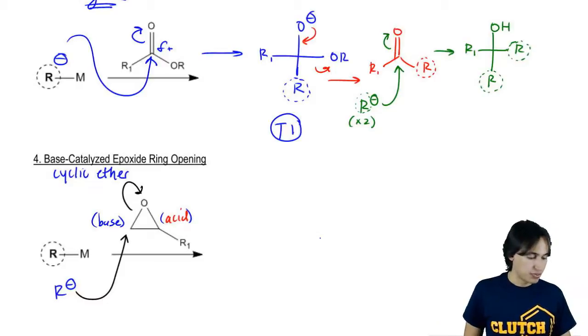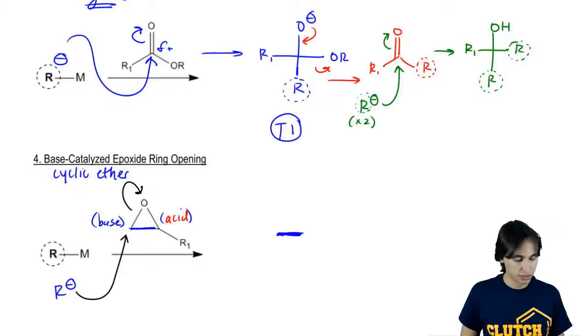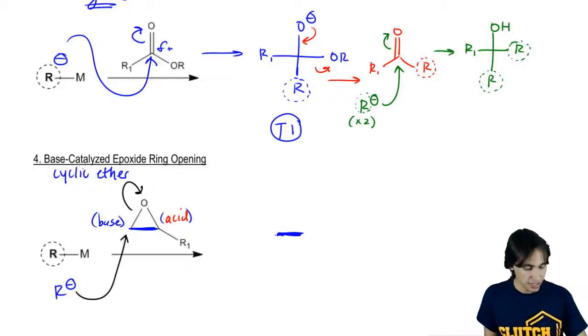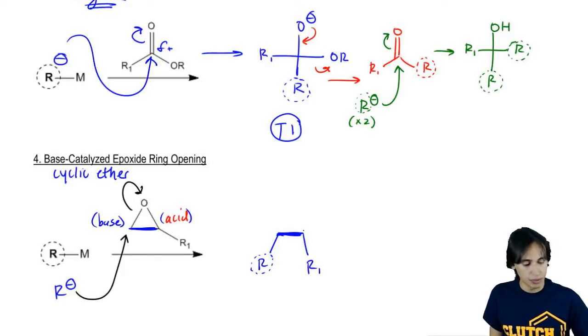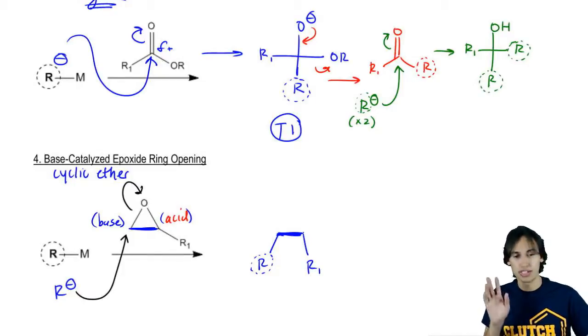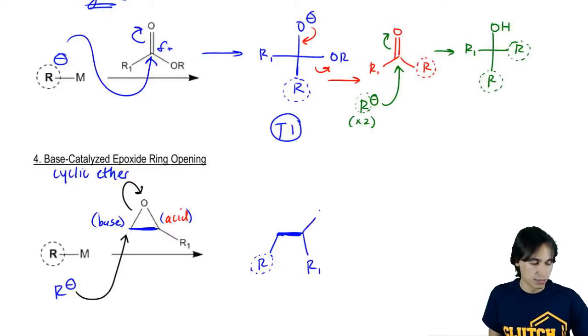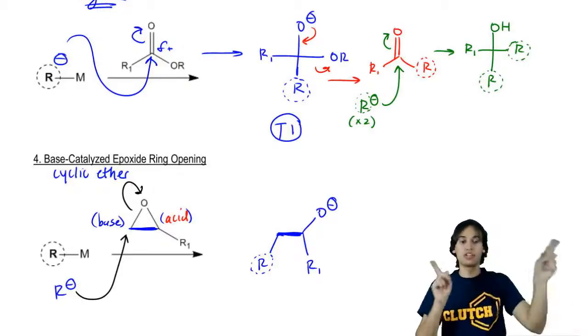Well, if this bond is the one that's at the bottom of the epoxide, this one right here, then what I'm going to get is my R, and I'm going to wind up getting this R1, and then I'm going to wind up getting, don't draw this yet, I'm going to show you in a second, O negative. Okay, because basically it springs open.